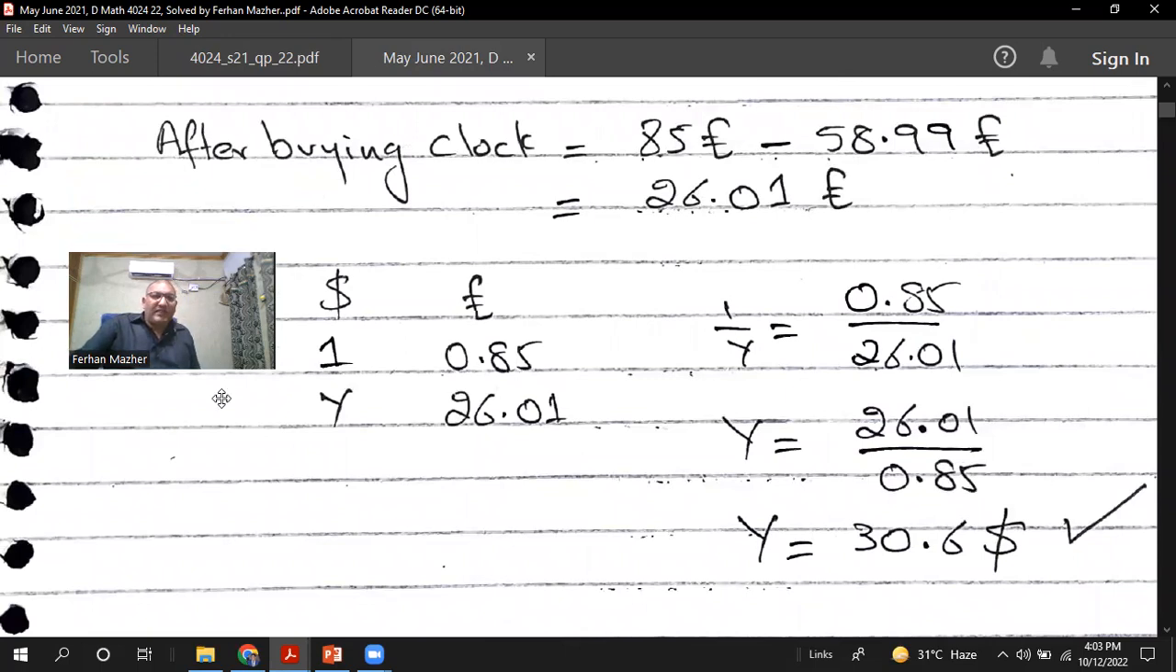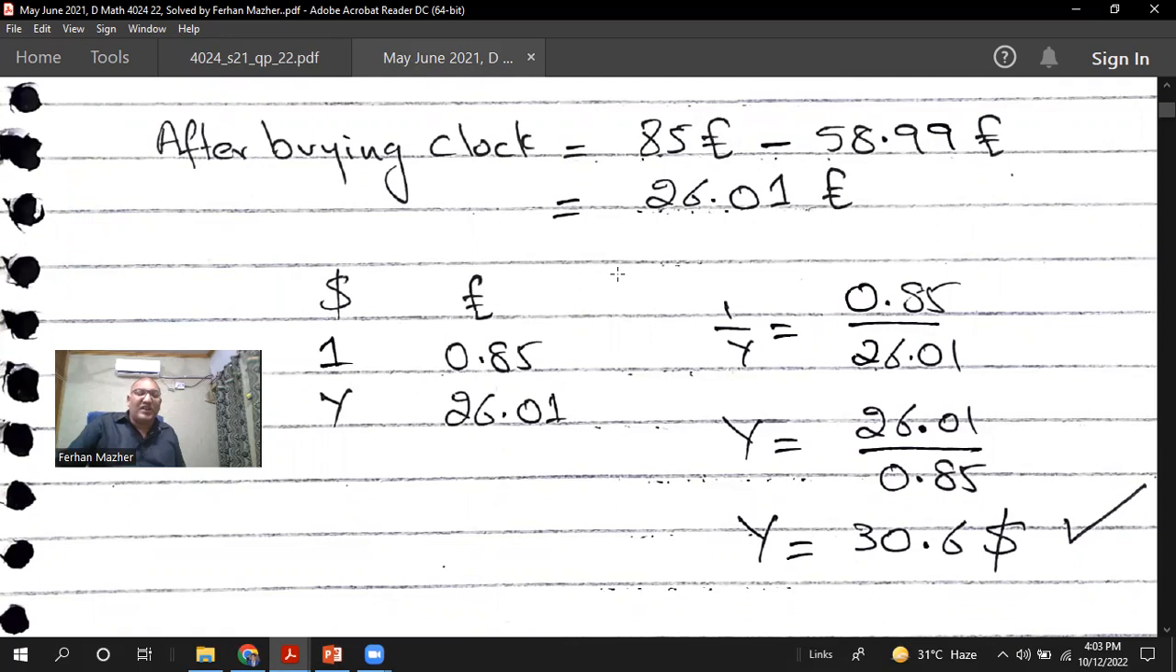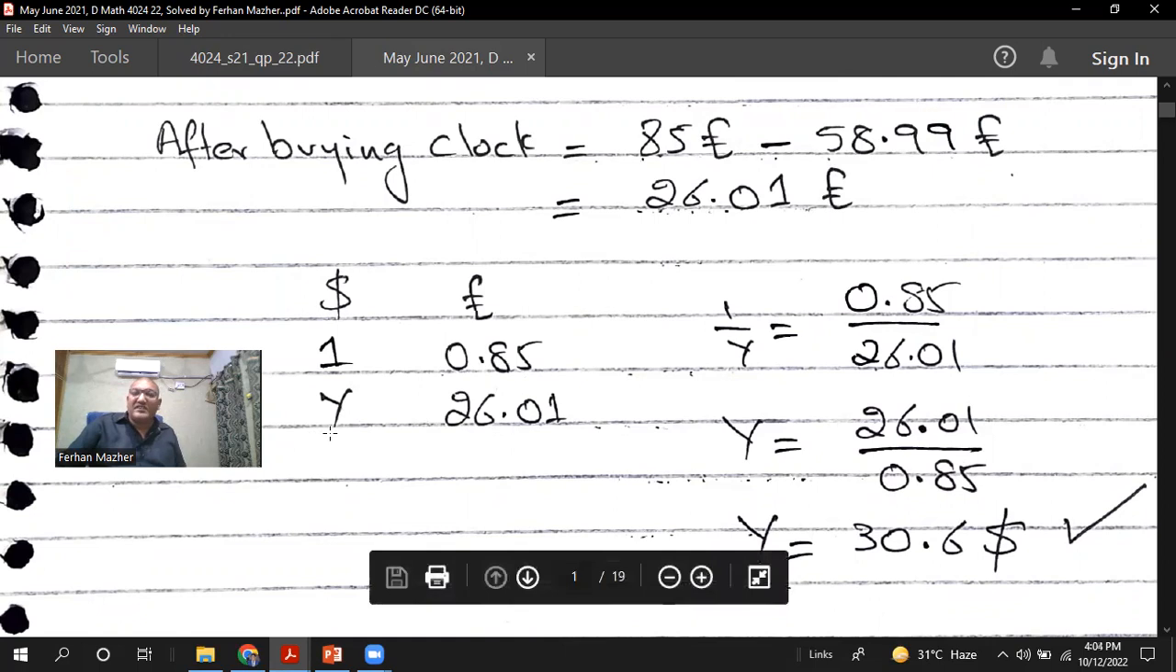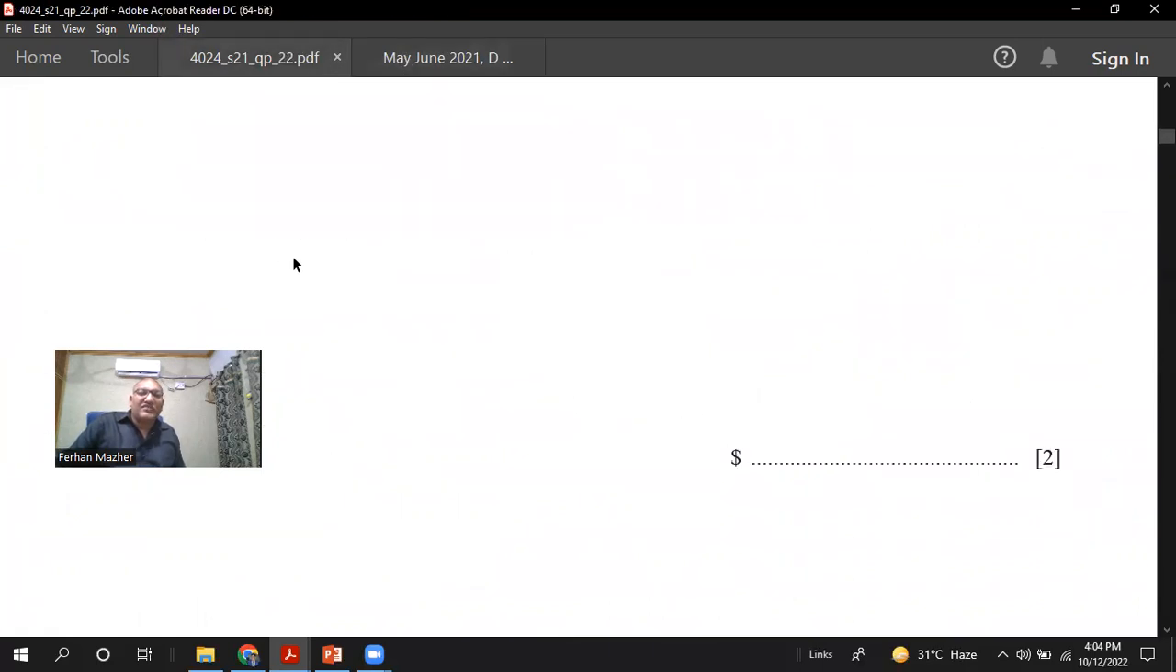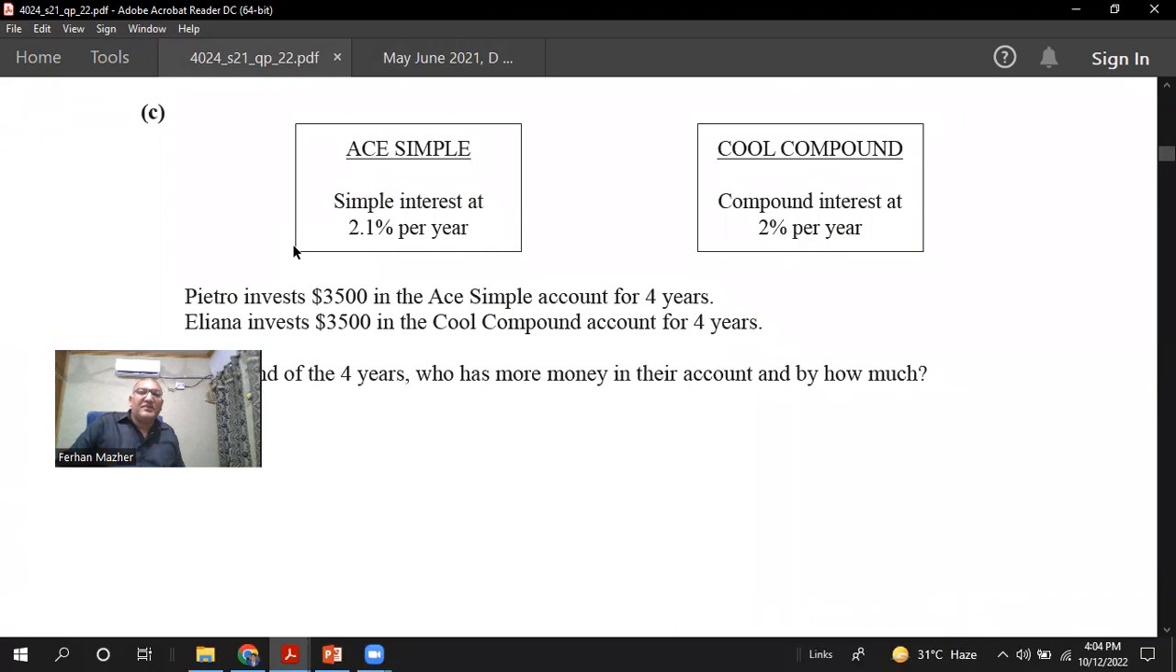Then he converts this back into dollars. So $1 is 0.85 euros, and you have 26.01 euros. How many dollars will it be? I represented it with y. So 1 by y will be equal to 0.85 divided by 26.01. Cross multiply. So y will be equal to 26.01 divided by 0.85, and that will be $30.6. So this is how you will find that. Hopefully you understand.